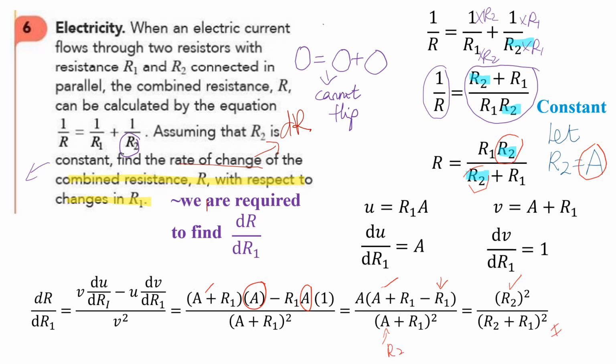So this is one way of doing it if you're very confused with so many Rs. If you're not confused, if your mind is very clear, enough sleep, then you can just leave R2 as R2. Just remember R2 is a constant. Okay, so that's all for this video. Hope you enjoyed it.